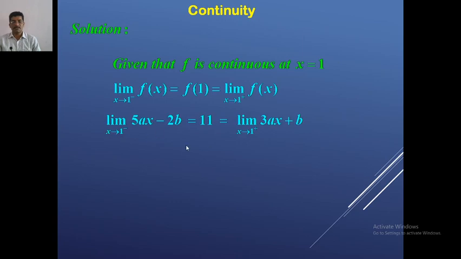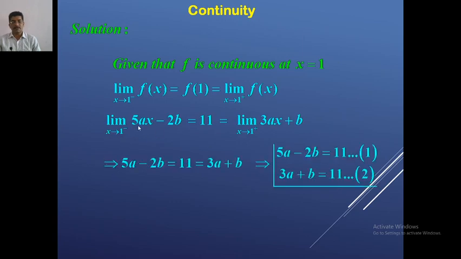Next, calculate these limits. It implies 5ax minus 2b is a polynomial function. Here, just put the value of x equal to 1, we get the equation 5a minus 2b is equal to 11. And the right-hand limit is also the limit of 3ax plus b as x tends to 1. 3ax plus b is also a polynomial function. Here also put the value of x equal to 1, we get 3a plus b is equal to 11. Then you can say that 5a minus 2b is equal to 11, first equation, and 3a plus b is equal to 11, second equation.